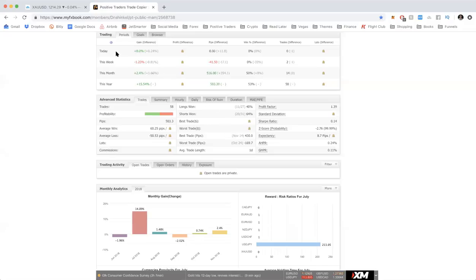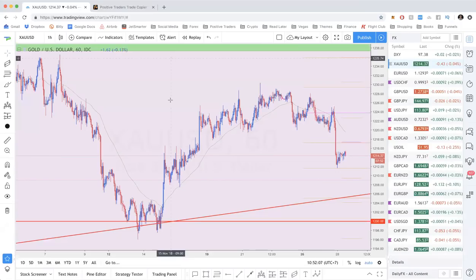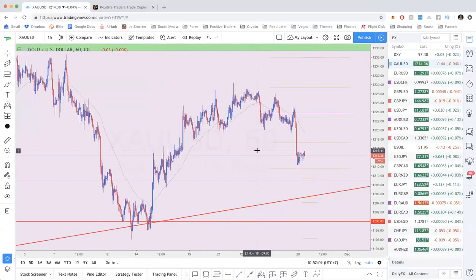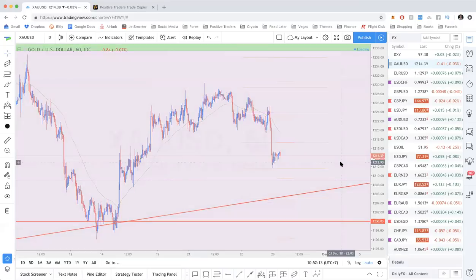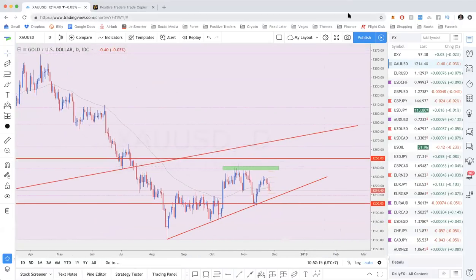Anyways, hopefully that puts some things into perspective for you guys: you don't have to be a super accurate trader. You don't need to win 80% of your trades and you can still win long term.